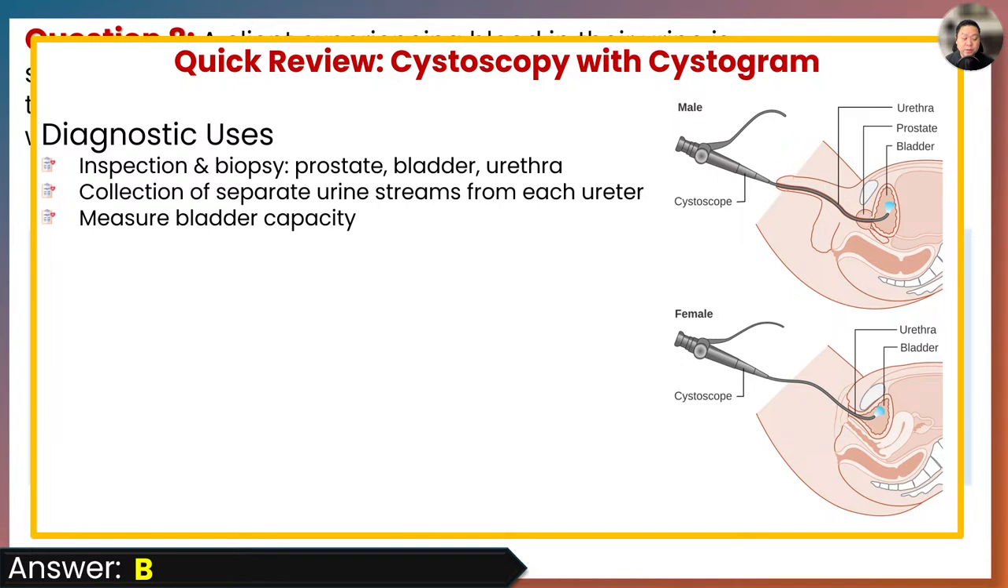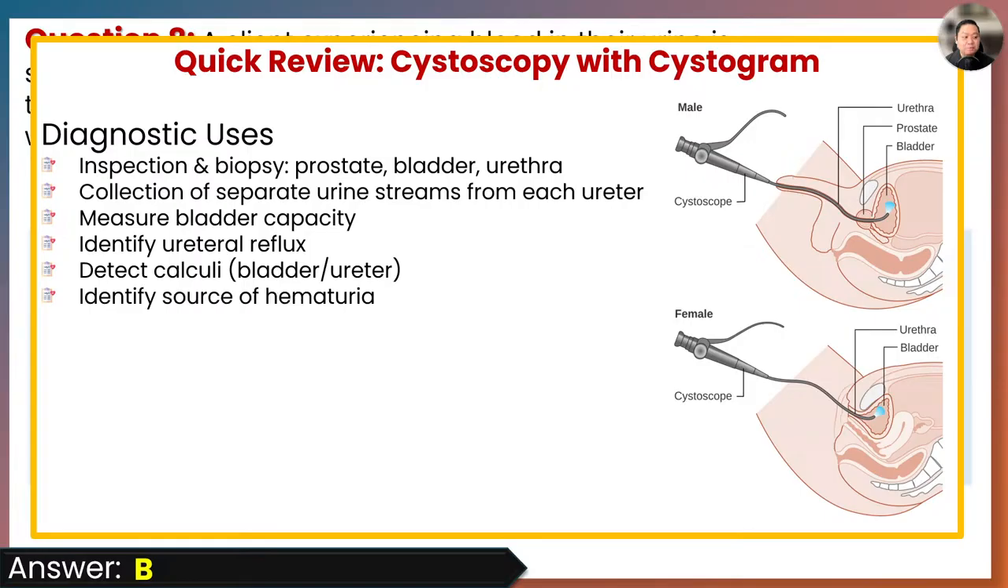Another is that it can measure the bladder capacity, also to assess the bladder function. It will also check for urine reflux from the bladder into the ureters, which can lead to kidney damage. And it can also identify stones in the bladder, or any blockages or any discomfort. So that's why we have detection of calculi. Now, it could also identify the source of hematuria and locate the cause of the blood in the urine, which may originate from the bladder itself or maybe from the ureters or the kidneys.